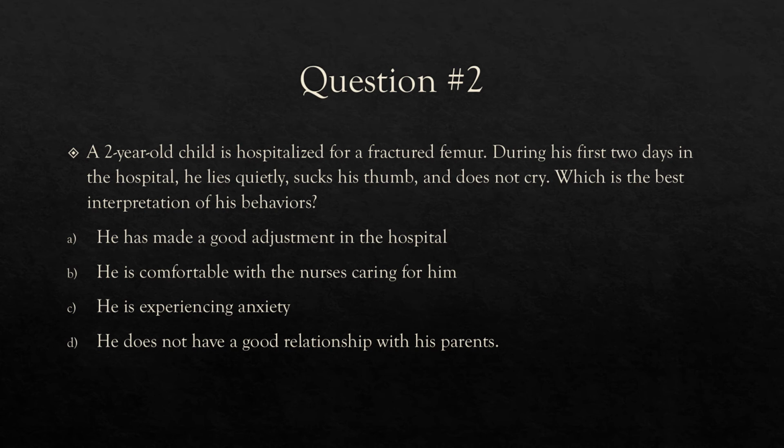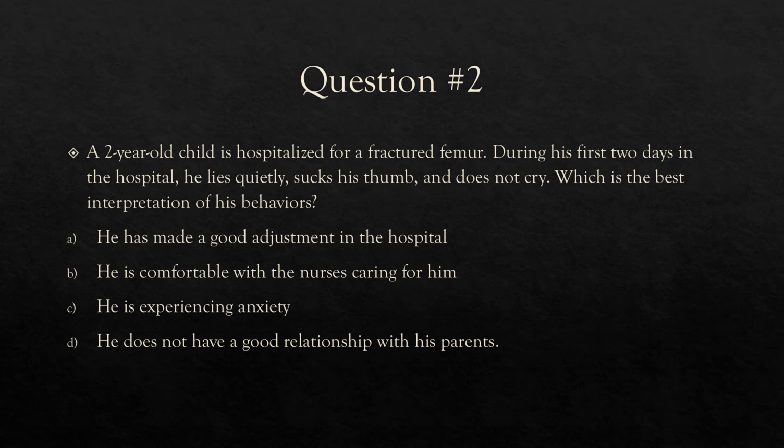A 2-year-old child is hospitalized for a fractured femur. During his first 2 days in the hospital, he lies quietly, sucks his thumb, and does not cry. Which is the best interpretation of his behaviors? A. He has made a good adjustment in the hospital. B. He is comfortable with the nurses caring for him. C. He is experiencing anxiety. D. He does not have a good relationship with his parents.